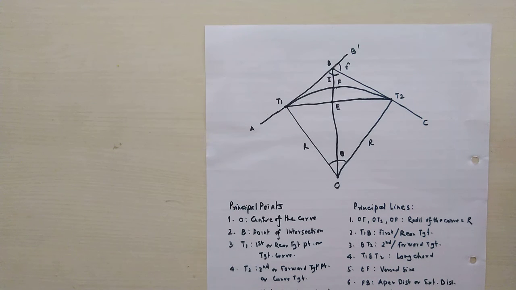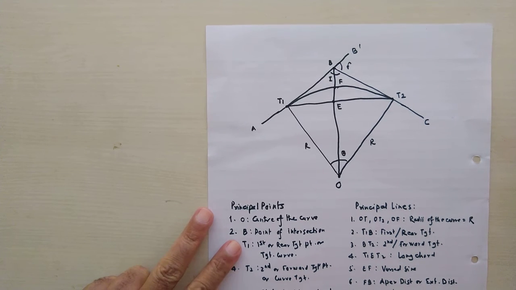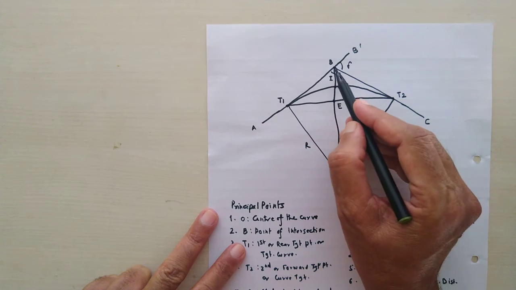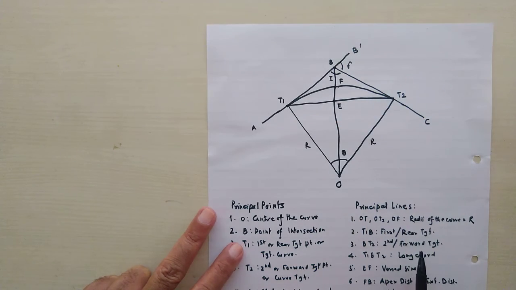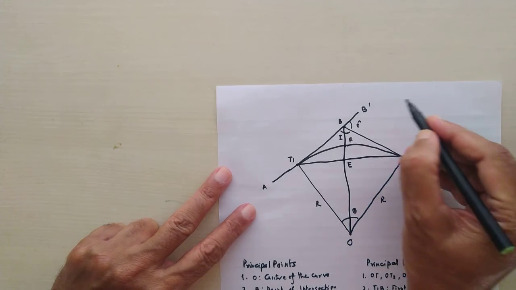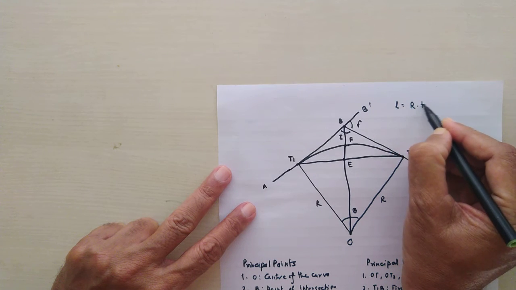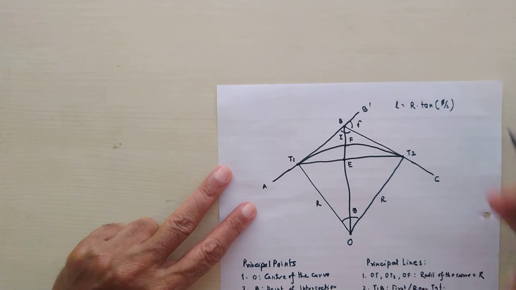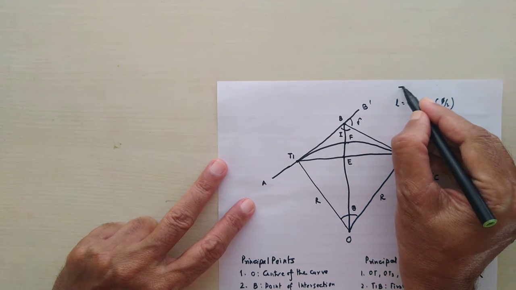Now finally we'll conclude by enlisting the elements of the circular curve. The very first element of a circular curve is the tangent length, or length of tangent. So the length of this tangent BT1 or BT2 is called the length of tangent. It is denoted by small l, and we can prove that this is R tan phi by 2.